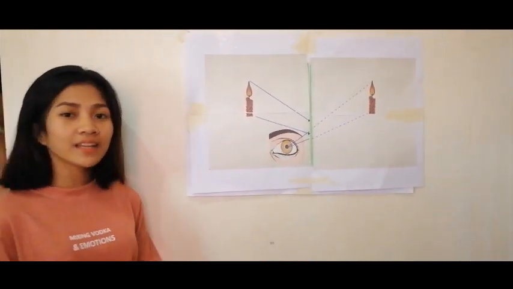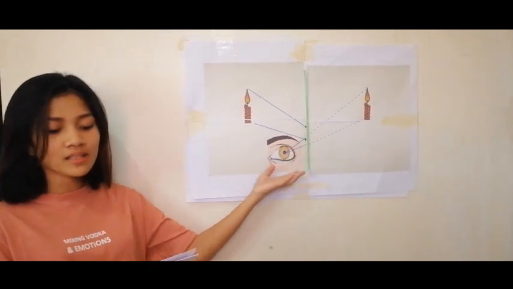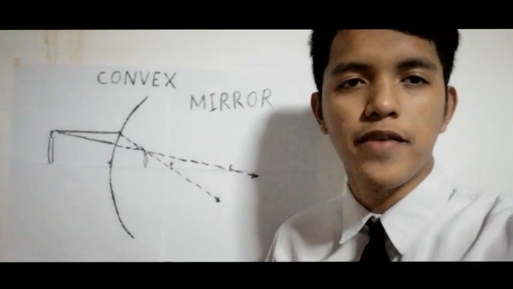Now, let's discuss the different cases of images formed in concave, convex, and plane mirrors. In a plane mirror, the eye perceives light rays as if they came from behind the mirror. The image is virtual since it is formed by the apparent intersection of light rays. Now to discuss the convex mirror.